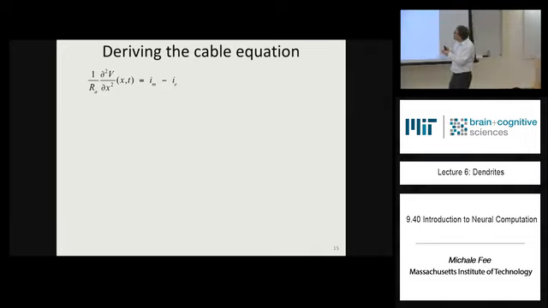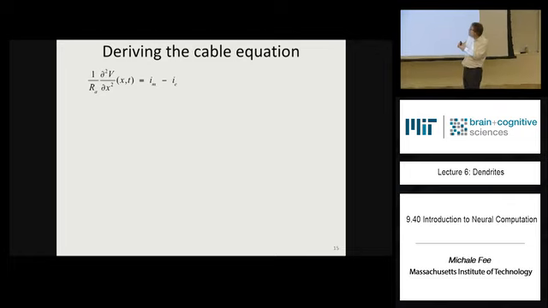Remember, in the case where we had no membrane current and no injected current, the curvature was 0. d2v dx squared is 0, which, if the curvature is 0, then you have a straight line, right?